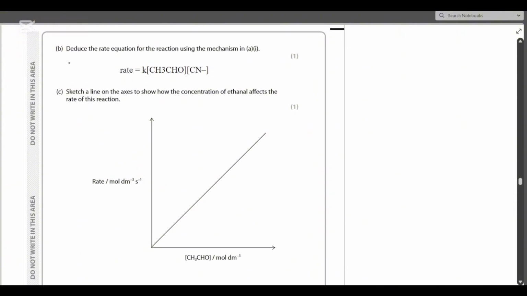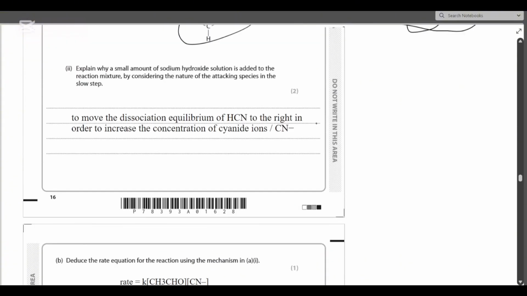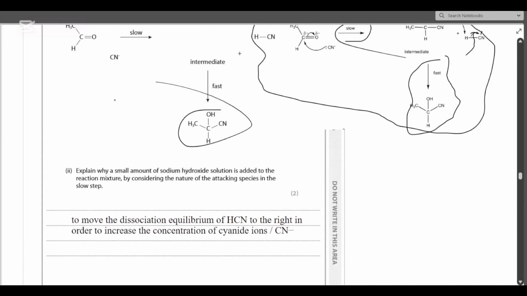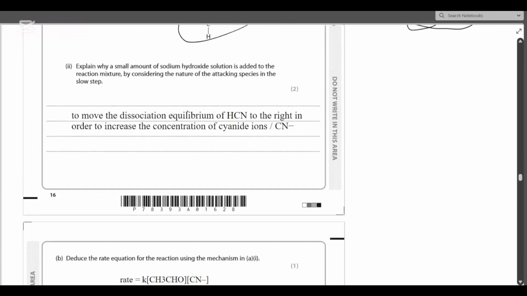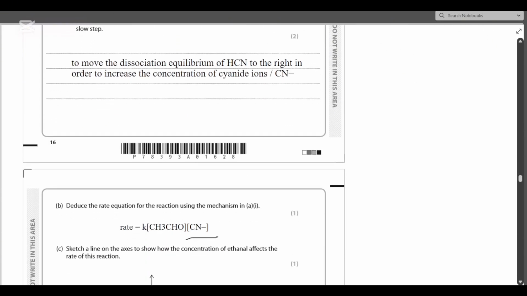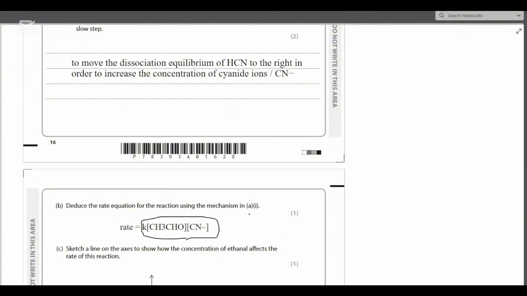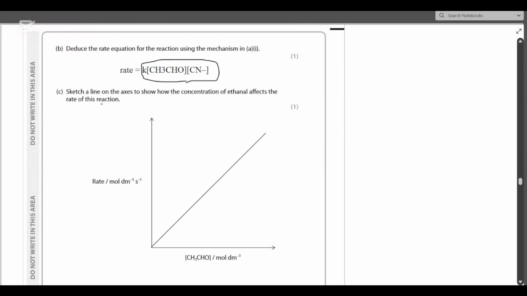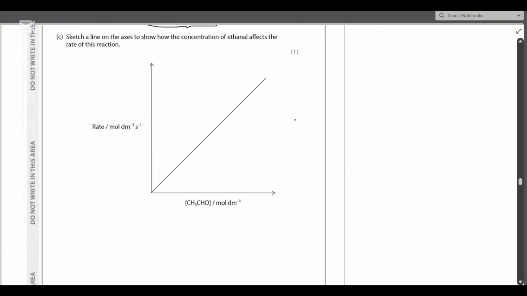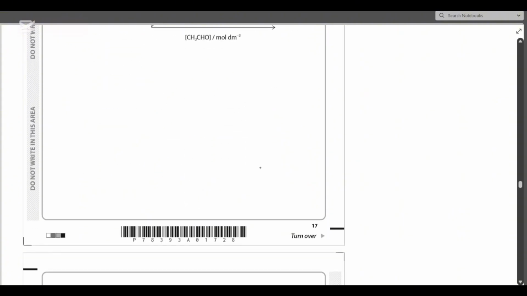Next one, deduce the rate equation for the reaction using the mechanism in A1. Now we can see very clearly that since this is an example of an SN1 reaction, the nucleophile is obviously going to be involved in the rate equation, so we can say that this is the correct answer. And the next one, sketch a line on the axis to show how the concentration of ethanal affects the rate. There is no change with the concentration of ethanal, so the graph is a straight line like this.